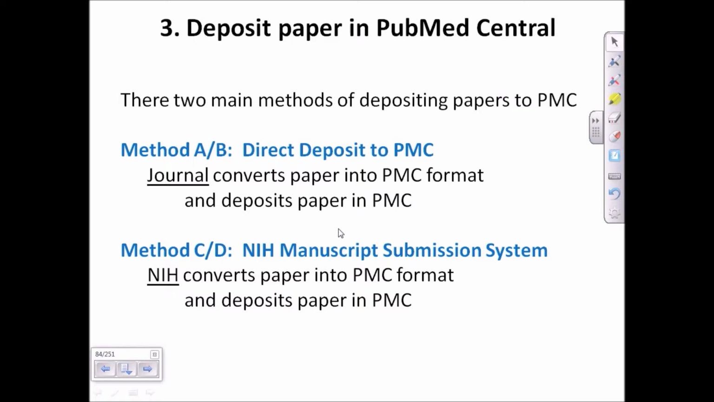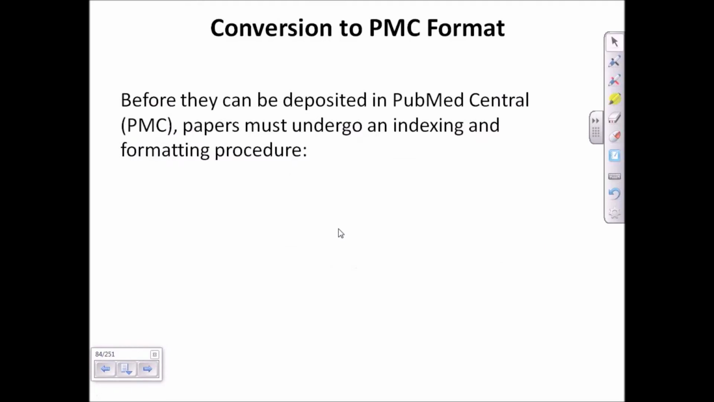So these two main methods, direct deposit and the NIH Manuscript Submission System, you need to keep those two things in mind as a general principle of how to get papers in there. And each of these two will then subdivide into A and B and C and D, and we'll explain what the subdivision is in a moment. The key thing to understand is that before a paper can be deposited into PubMed Central, the paper has to undergo an indexing and formatting process to make it ready.